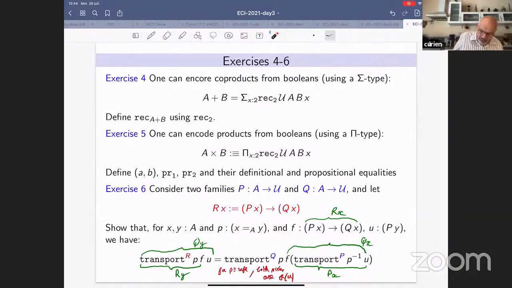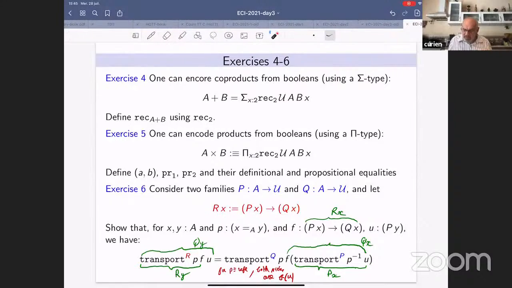Okay, so this is how to prove exercise 6. And for exercises 4 and 5, it is a little bit more tricky, so I won't give you much detail. But I really recommend doing these exercises because they will force you to use recursion and induction on simple types and make sure that you understand the mechanics. That's why I insisted on including these exercises. The two exercises propose an encoding of the coproduct and of the product in terms of the booleans. So it's quite nice to see that, in terms of the booleans and the sigma and pi types.